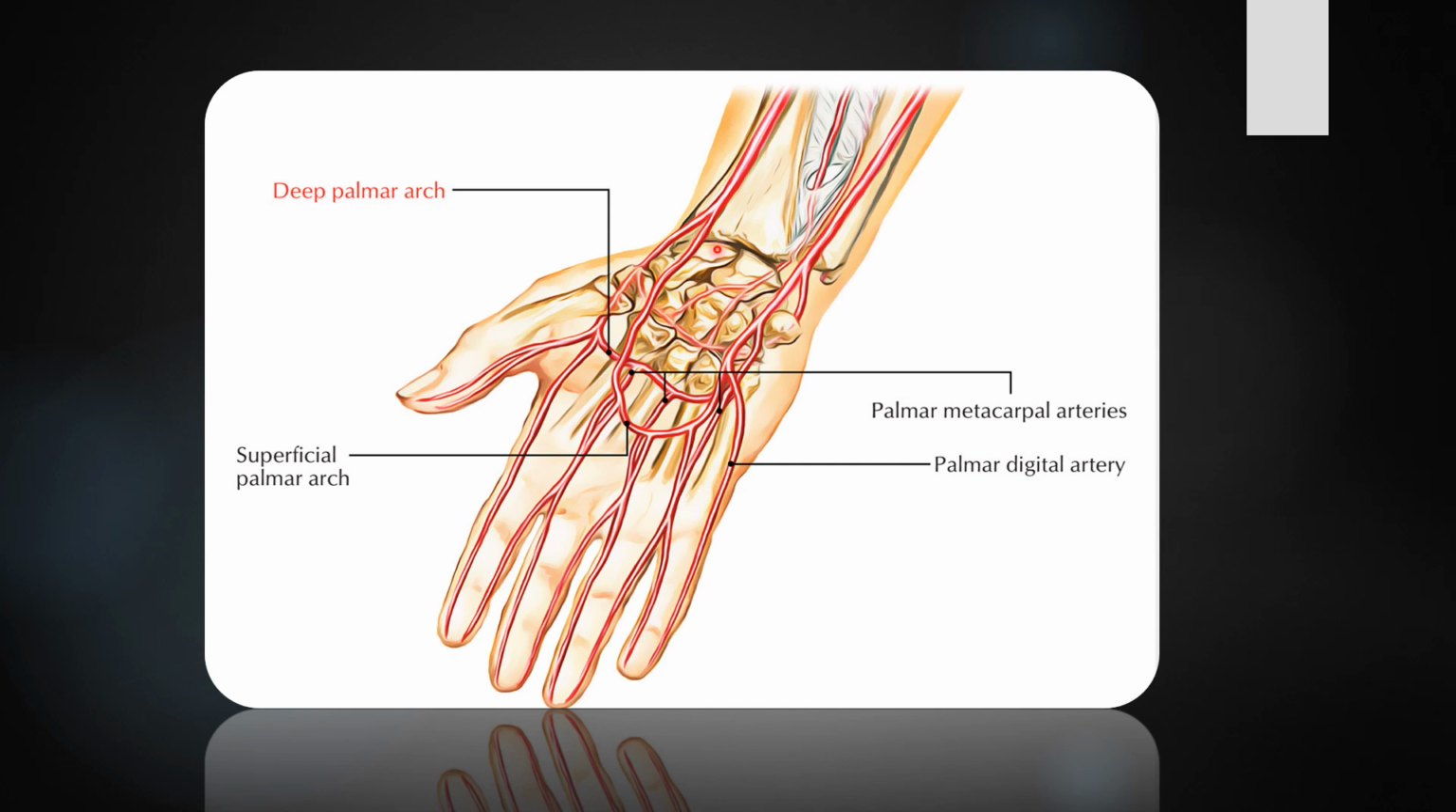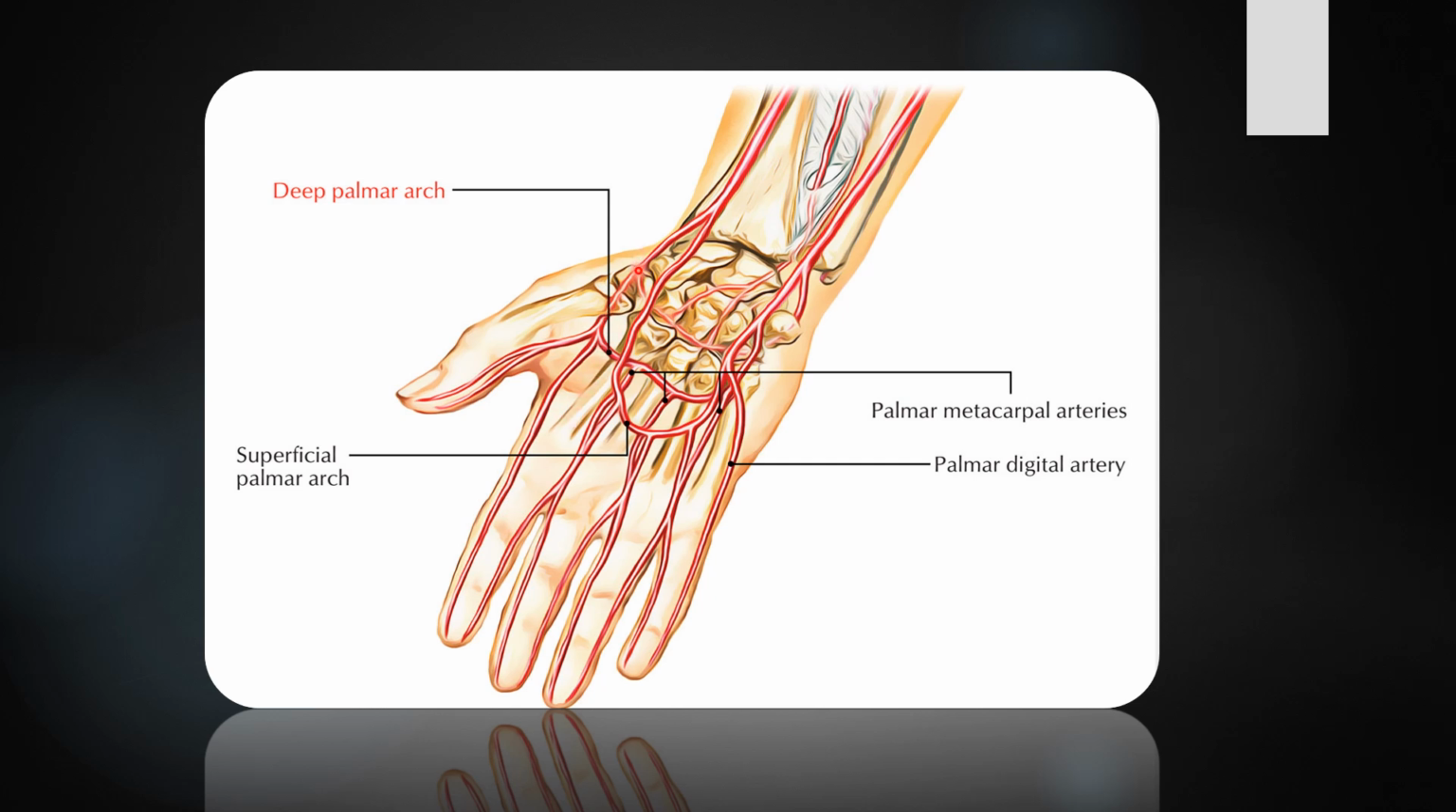The next one is the deep palmar arch. So this deep palmar arch arises from radial artery and it anastomoses with deep branch of ulnar artery. This deep palmar arch is giving branches, that is arteria princeps pollicis and arteria radialis indicis. So these two branches, arteria radialis indicis and arteria princeps pollicis, supply the lateral 1.5 digits.